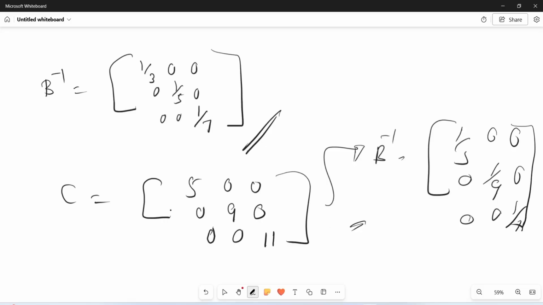Okay. But before that, you want to verify whether the inverse is existing. How do you check that one? You want to multiply this diagonal and it should not equal to 0.